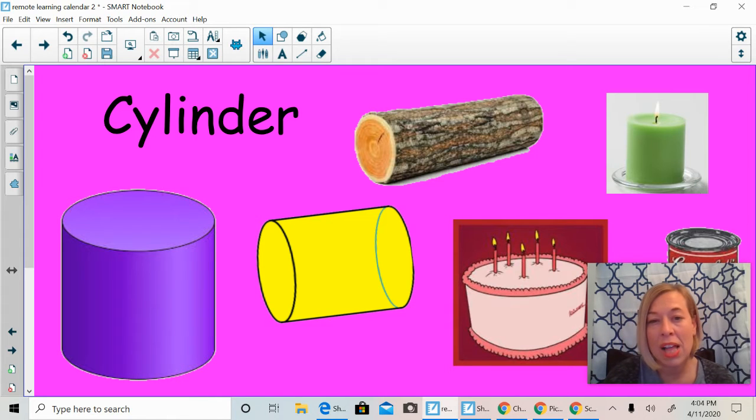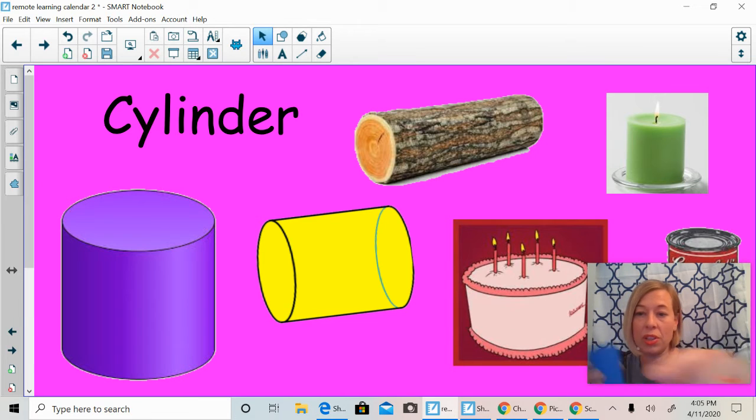Cylinder sounds a lot like the word silly to me. Silly cylinder. And they are a little silly. You can roll them. You can stack them. They have 2 circle faces. That's kind of silly. And they're round. Now remember, 3D objects are not flat. They are solid figures or solid objects. So let's look at some cylinder examples.